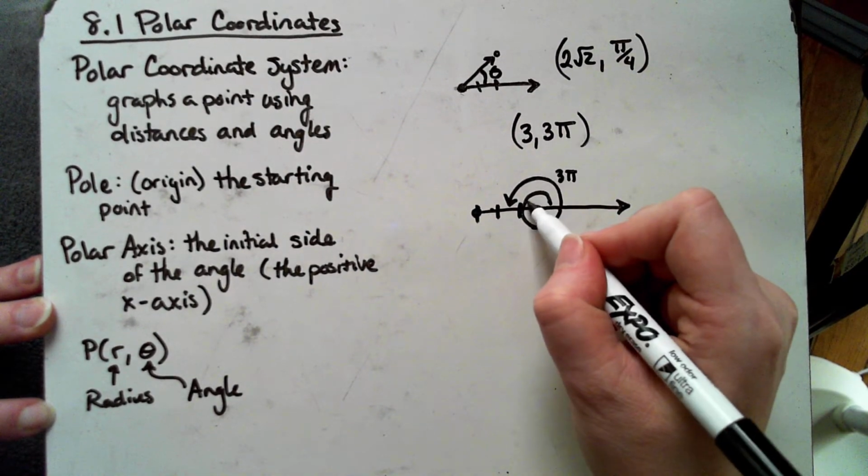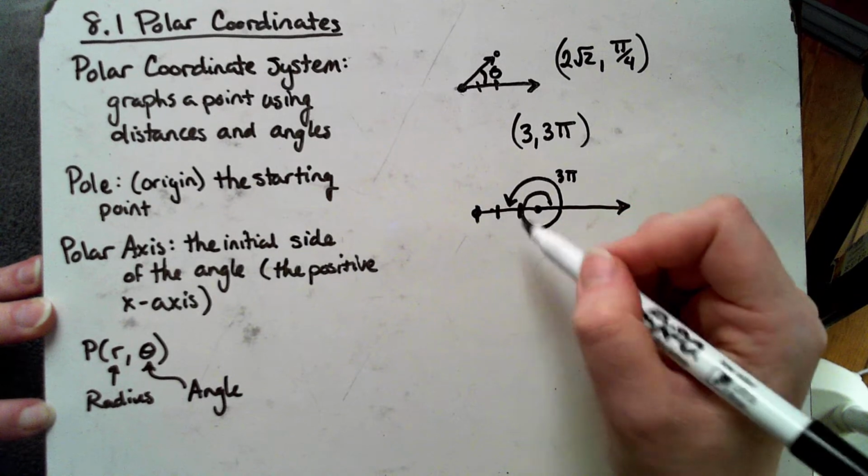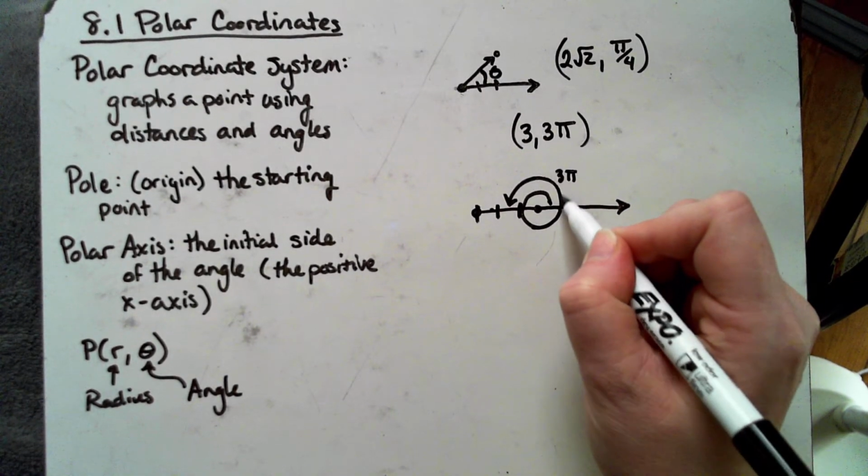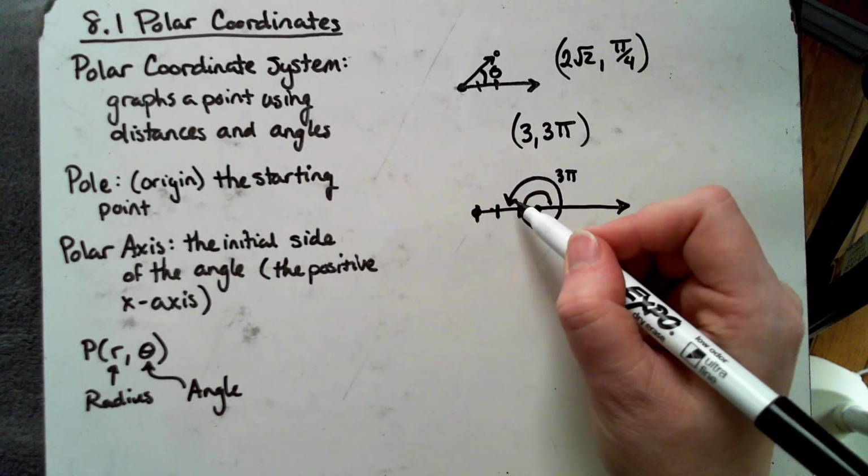So that is the point (3, 3 pi). And we use this kind of curly Q to indicate that I've gone around once and then I went a little extra, pi extra.